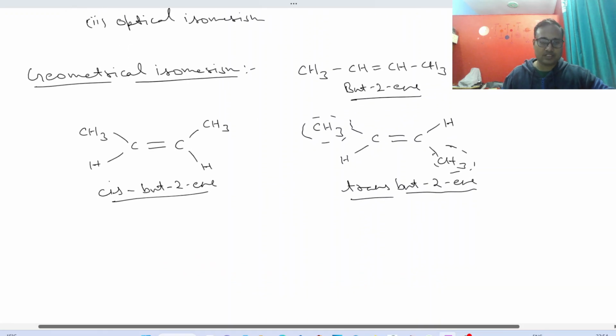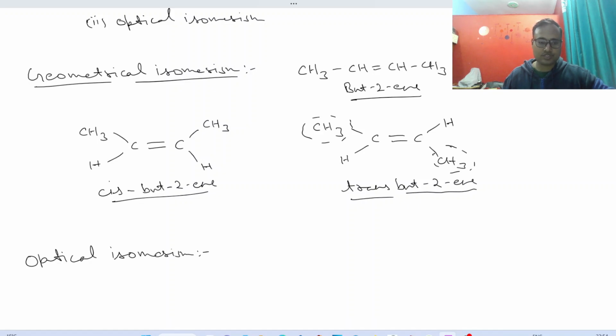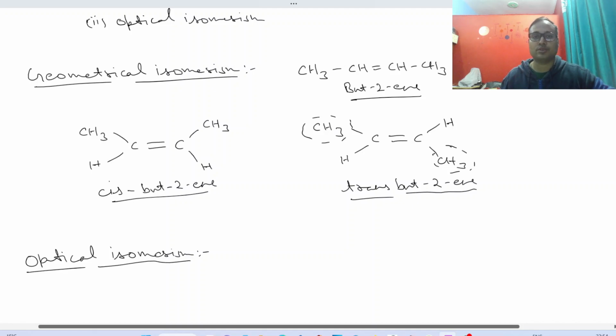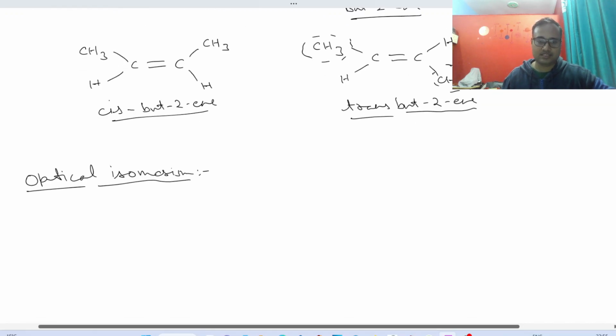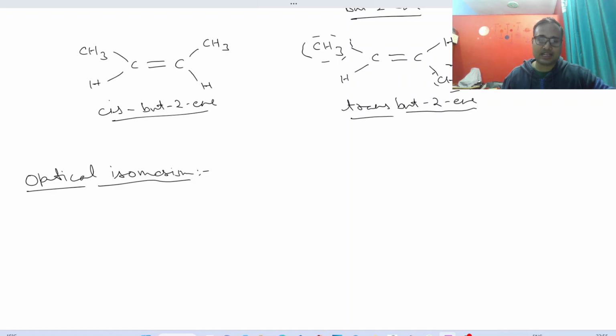And next is optical isomers or optical isomerism. In order to study optical isomerism, we must first know which compounds are optically active. And for that, we must know what optical activity is and which compounds show optical activity. For that, we need to first know about the polarimeter.